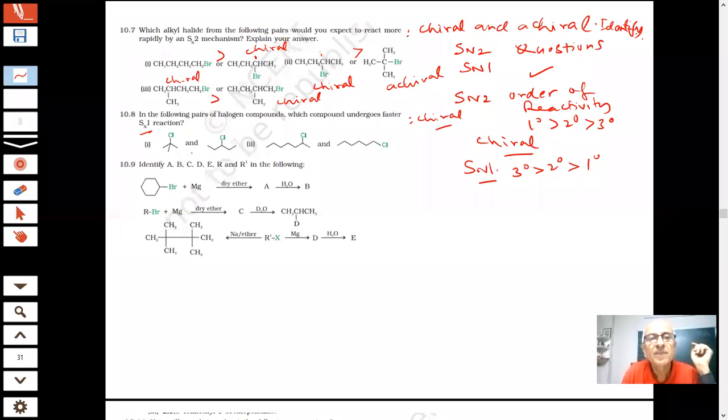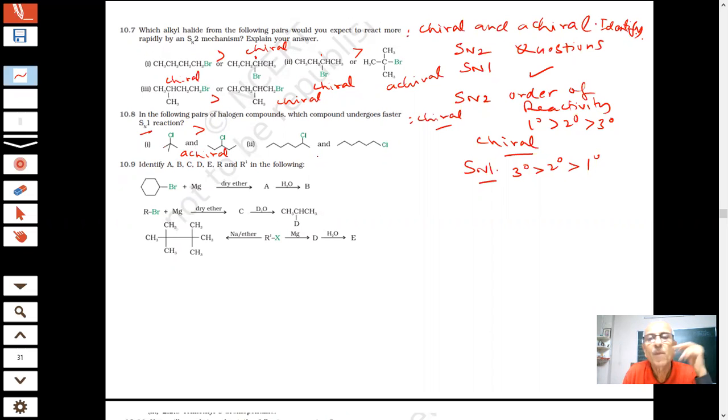Out of these, 3 degree. The first is faster, the second is slower. Which is chiral? Both are chiral, I think. How? No, sir, both are achiral. Same group, same group, same group. Both are achiral.